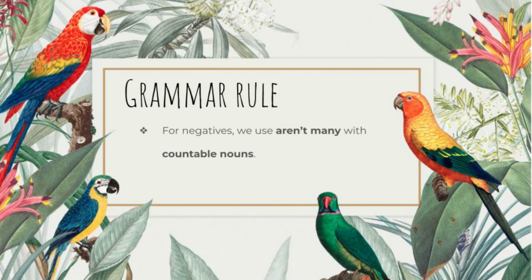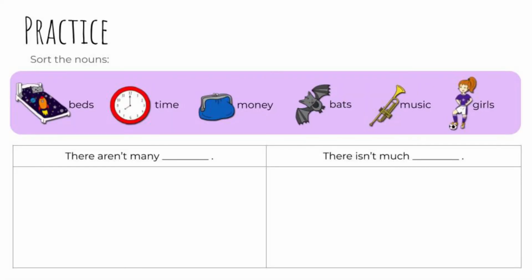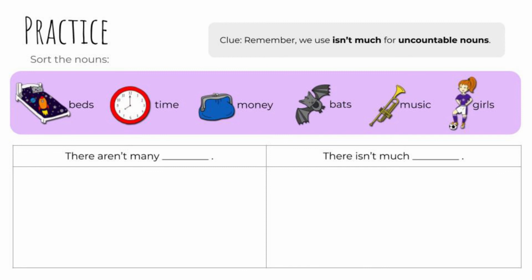Grammar rule. For negatives, we use aren't many with countable nouns. For example, there aren't many chairs. But for uncountable nouns, we use isn't much. For example, there isn't much time. Let's practice. Sort the nouns. Clue. Remember, we use isn't much for uncountable nouns. Pause the video, then come back to check.